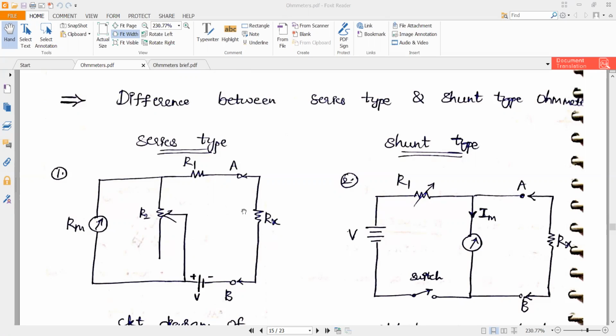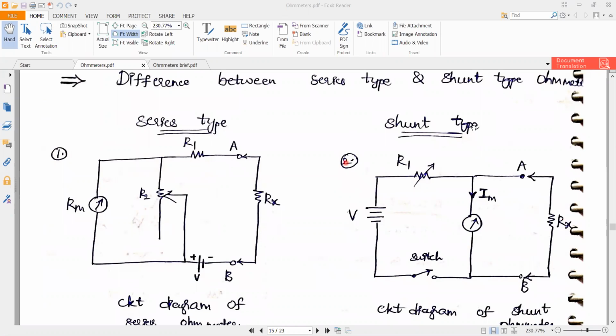This is the circuit diagram for the series type of ohm meter. This is the circuit diagram for the shunt type of ohm meter. This Rx is in series with this PMMC meter, whereas here the shunt resistance is going to be placed in parallel with the meter. Therefore, I can treat this as the series type of ohm meter, and this is the shunt type of ohm meter.